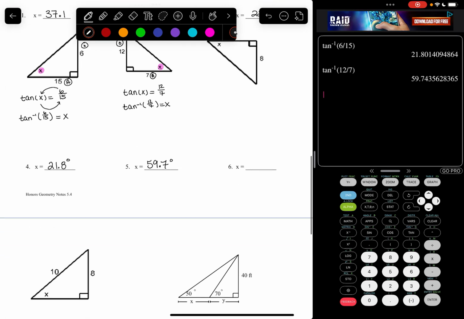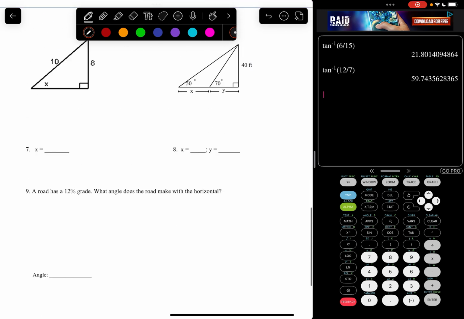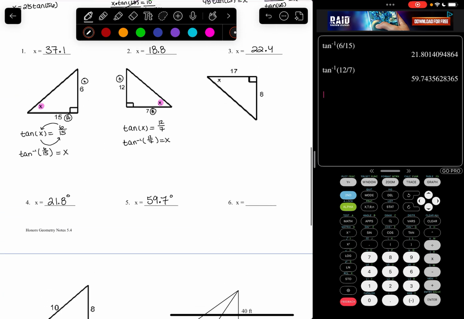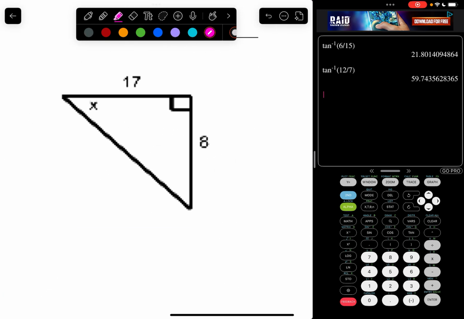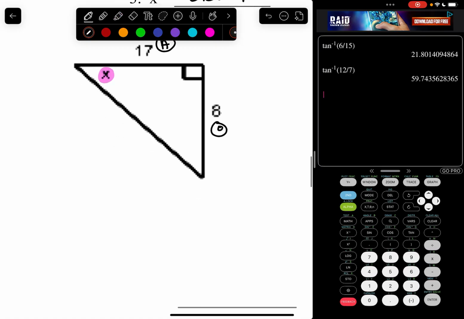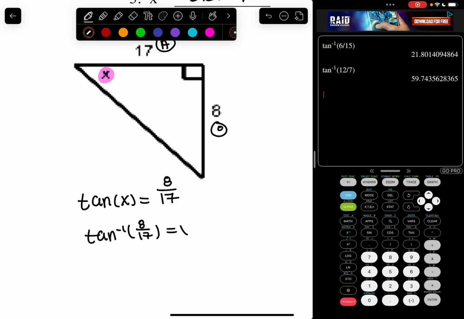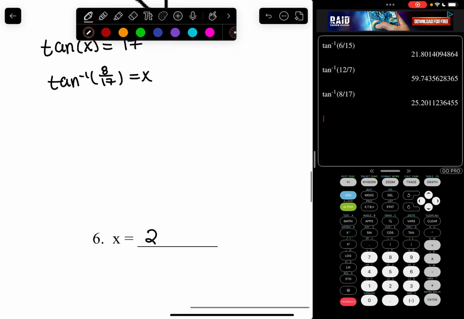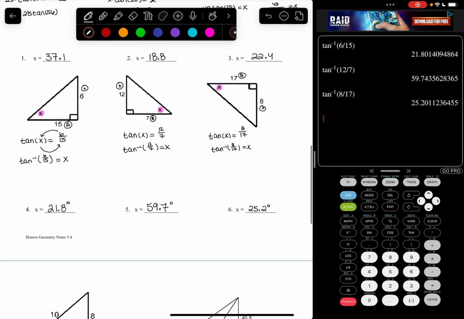Okay. I'm going to skip number 6 because it's just another example. Now I'll just do it for funsies. This is my opposite. This is my adjacent. So we have tangent of X equals opposite over adjacent. Tangent inverse of 8 over 17 equals X. So second tangent 8 over 17, and that's going to equal 25.2 degrees. Okay, don't forget your degree symbol because those are angles that you're missing.